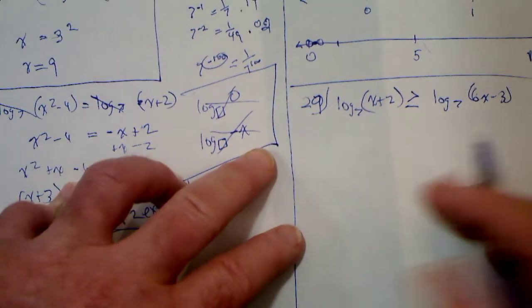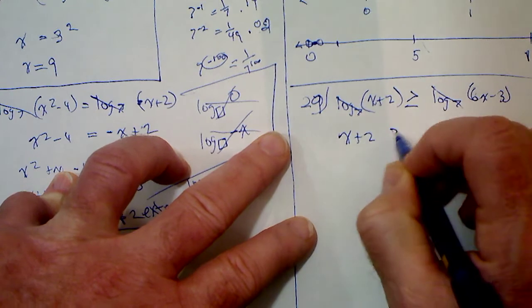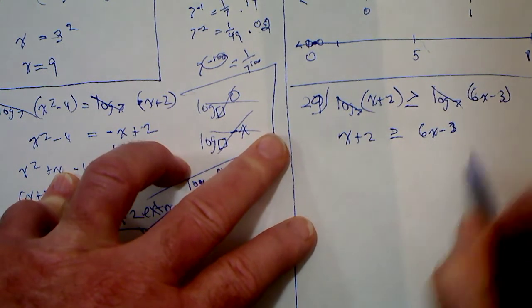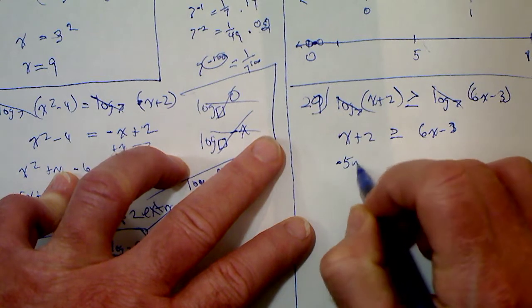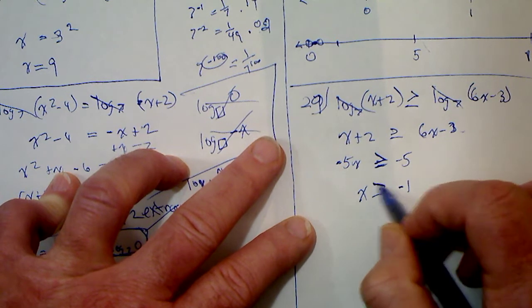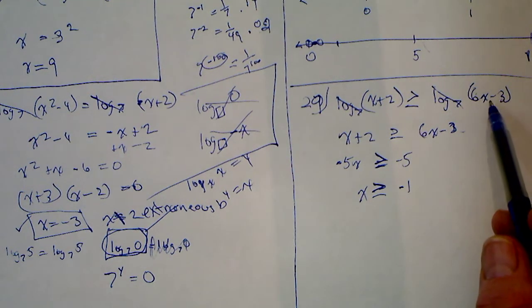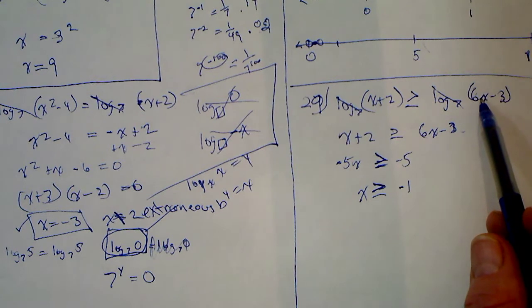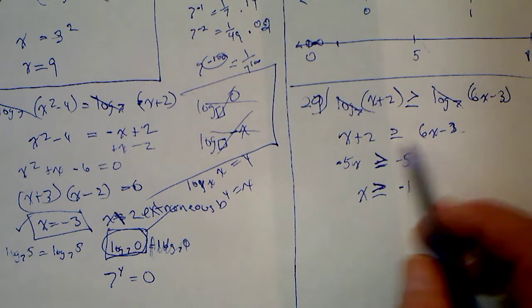Oh, that's all right. So just like number 19, they're both log base 7. So you can cancel log base 7. So x plus 2 is greater than or equal to 6x minus 3. So inequality, keep x on the left, subtract 6x. Subtract 6x is negative 5x. Subtract 2 and subtract 2 is greater than or equal to negative 5. x is greater than or equal to negative 1. Okay, does that work? Is that okay? x plus 2, 6x minus 3. Negative 5x, negative 5, that's positive 1.